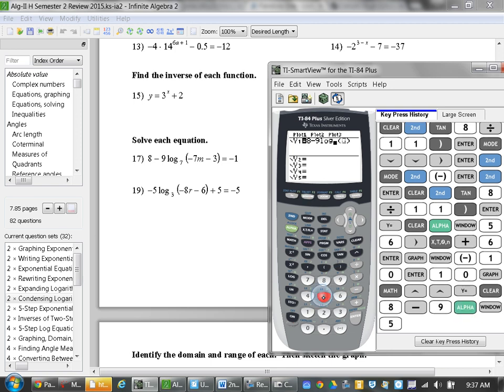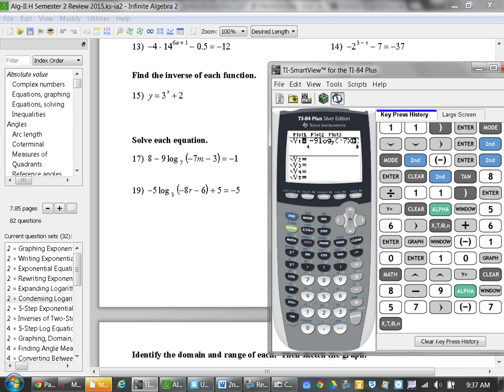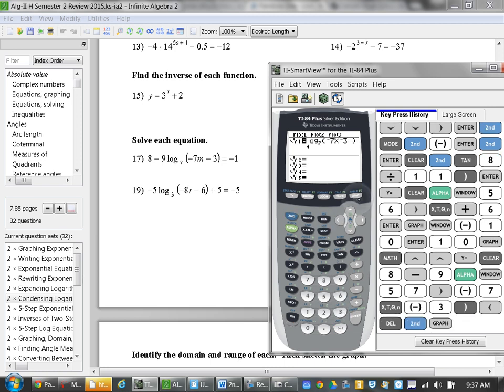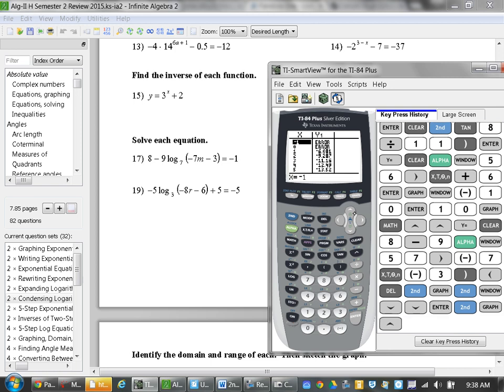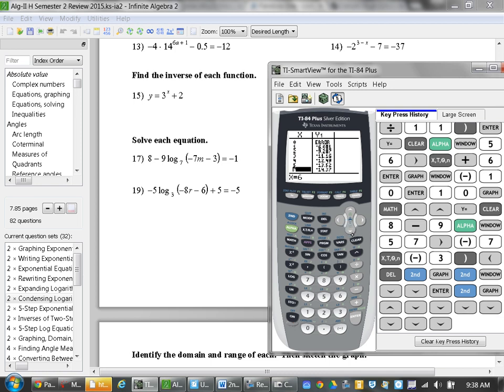alpha window 5 log base 7 of -7x minus 3. I go to my table. Oh, I gotta change the table set. What value is going to give you -1? Oh, so that's not going to work. It's going to be a fraction, so you have to go find it.